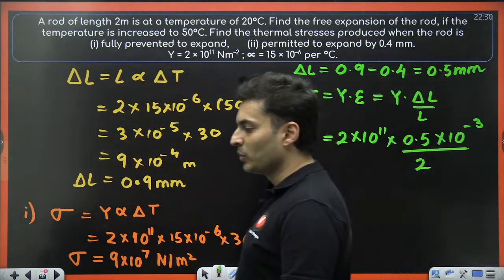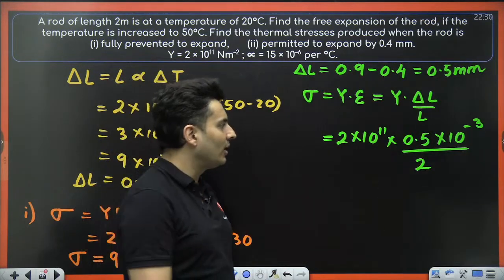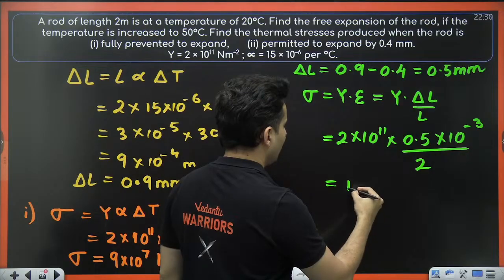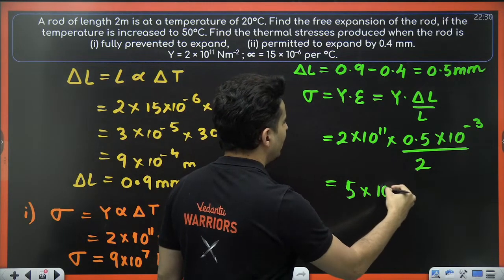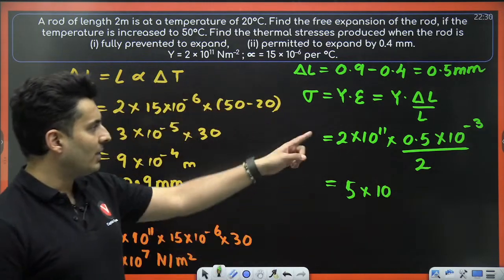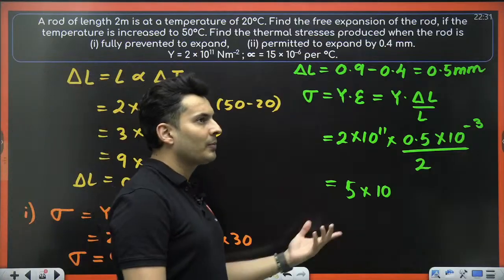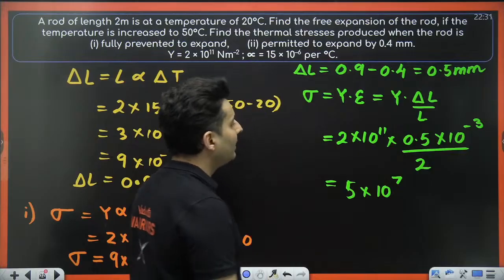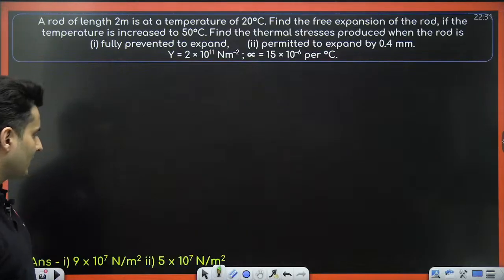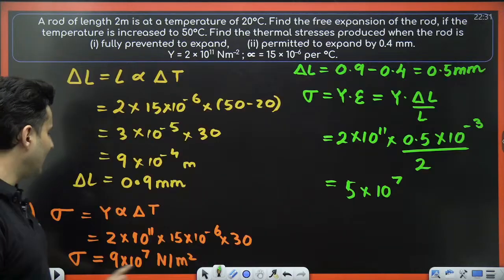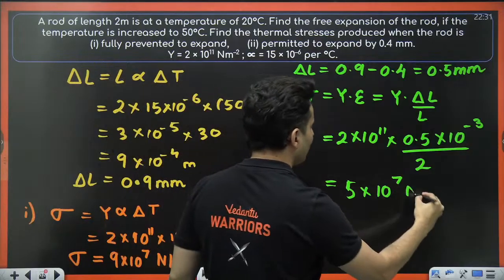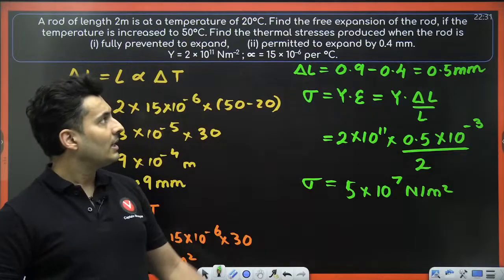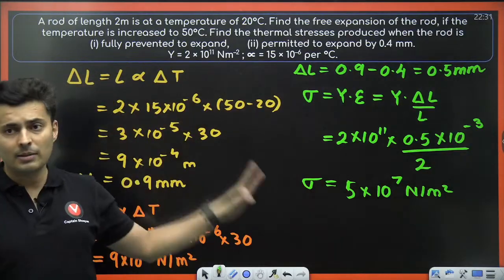Is that clear? Now solving this, 2 gets cancelled and you will get 5 into 10 to the power minus 4, into 10 to the power 11, which makes it 5 into 10 to the power 7. That should be the answer. Yes, 5 into 10 to the power 7, that's the second answer. Obviously this will be Newton per meter square. Is that clear? These are all NCERT based questions.